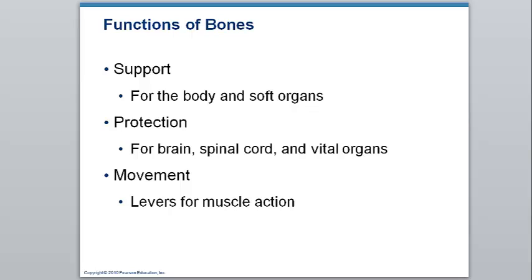But before that, let's talk about the function. Why do we need bones? Bones are there to support the body and soft organs. Then protection: protection against the external environment for your soft internal organs. That includes the brain, the spinal cord, and your rib cage that protects your heart, your lungs, and all those things. Most vital organs are protected by your bones.